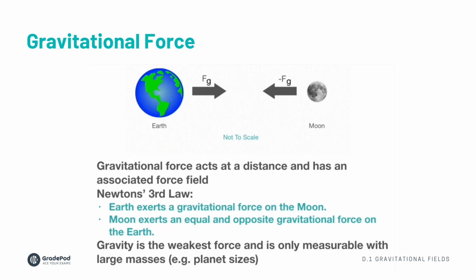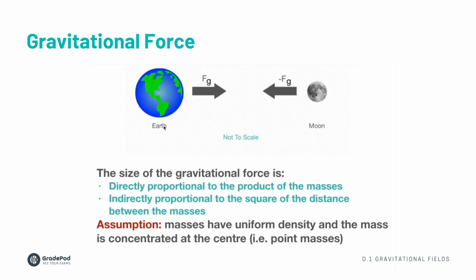Let's look at this force in more detail. This gravitational force that the Earth exerts on the Moon and the Moon exerts on the Earth is directly proportional to the product of the masses. So the bigger each of those planets are, the bigger the force is. It's also inversely proportional to the square of the distance between the masses. So if this planet and the Moon were to get closer to each other, the force would increase with a squared factor.